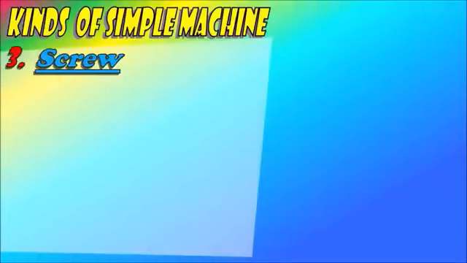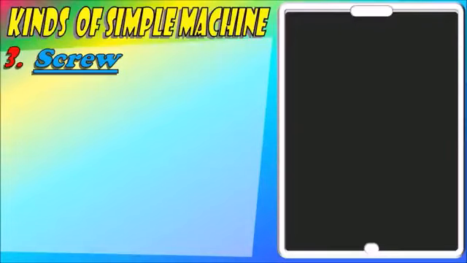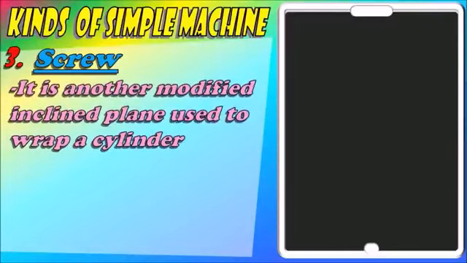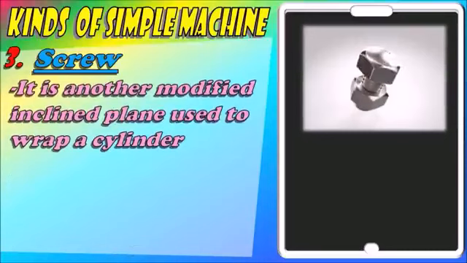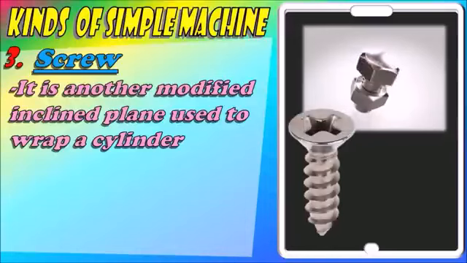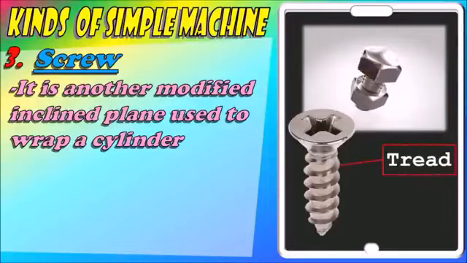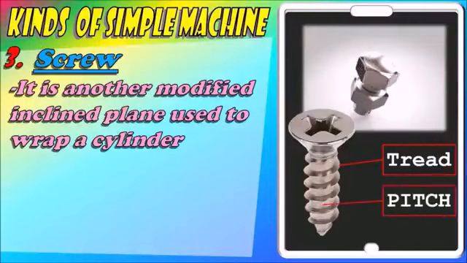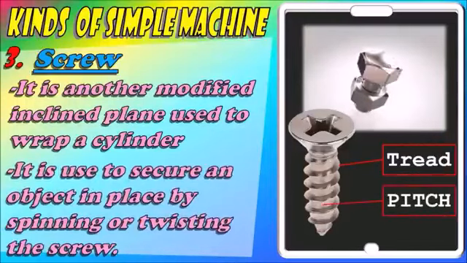Number 3. Screw. A screw is another modified inclined plane. A screw is made when an inclined plane is used to wrap a cylinder. The spiral ridges of the screw are referred to as threads, and the distance between each thread is referred to as pitch. And these are the parts of the screw.